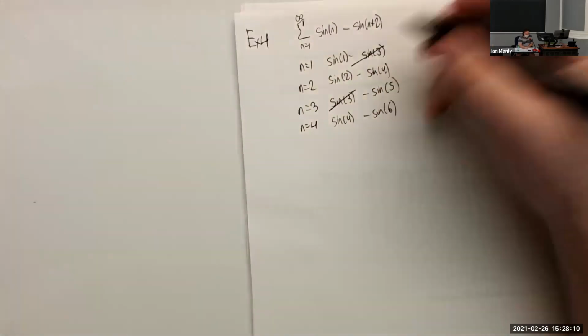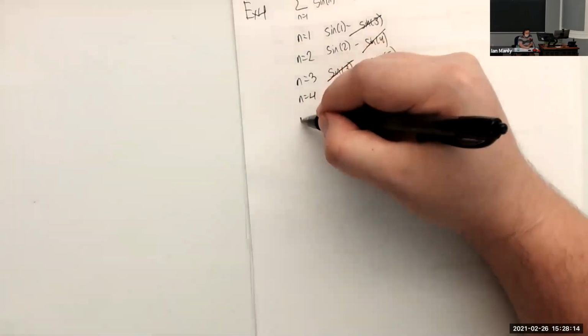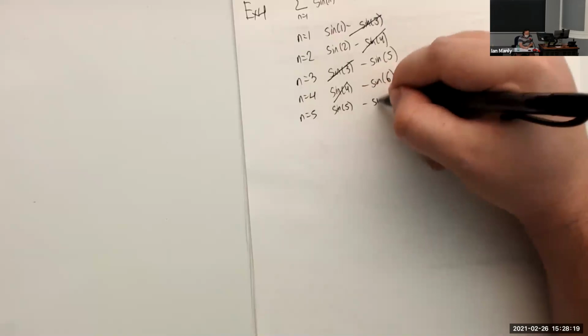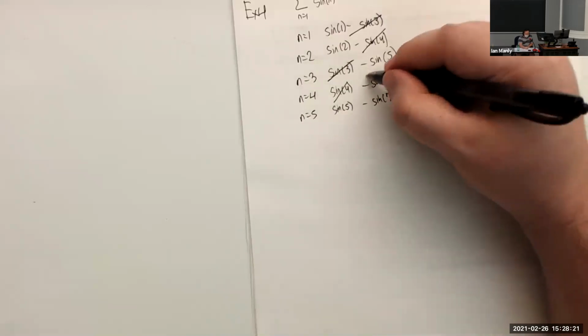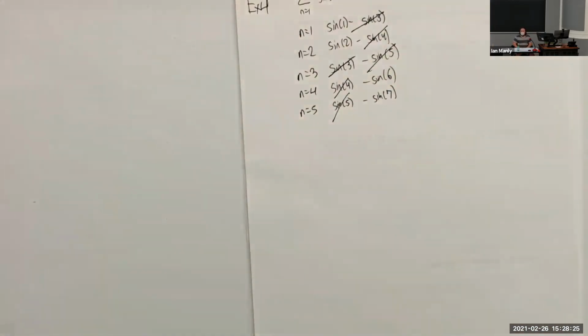And what happens with that? Well, we have negative sine of 4 here and sine of 4 there. With n equals 5, we have sine of 5 minus sine of 7. Those will cancel away. So it seems like the only difference between this one and the previous one is that we're canceling with something that happened 2 terms back, not just 1.